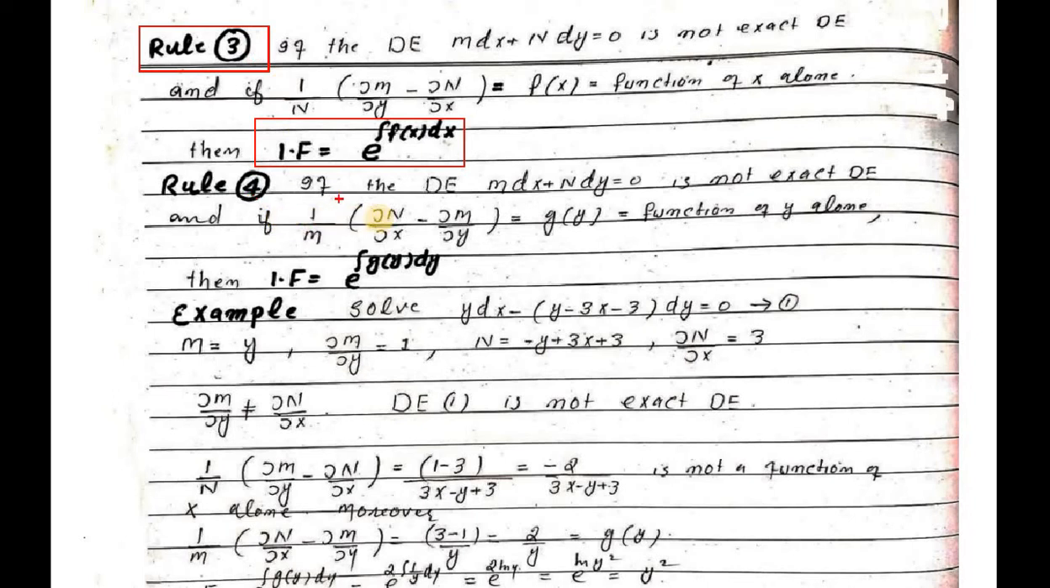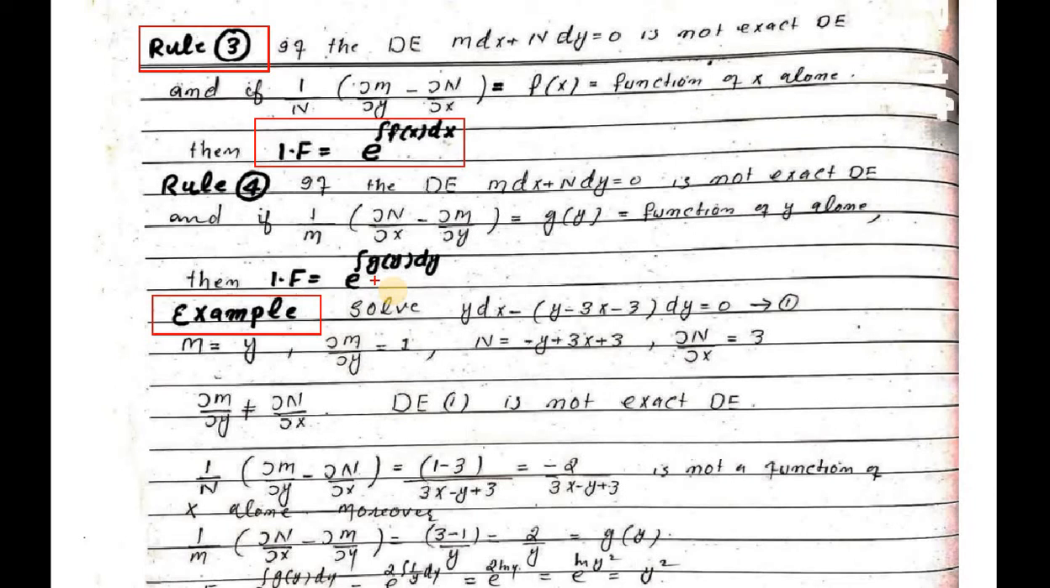Now rule number 4. If the differential equation M dx plus N dy is equal to 0 is non-exact, and if (del N over del x minus del M over del y) divided by M is equal to g of y, which is a function of y alone, then the integrating factor will be this one. This is the differential equation. Look at the two rules. If this expression gives us a function of x alone, then we will take this formula for the integrating factor. If the value of this is a function of y alone, then we will take this formula for the integrating factor.